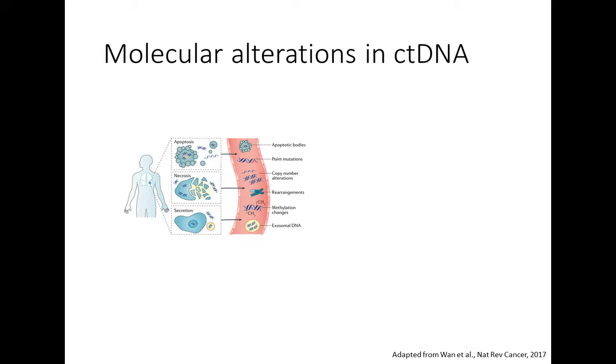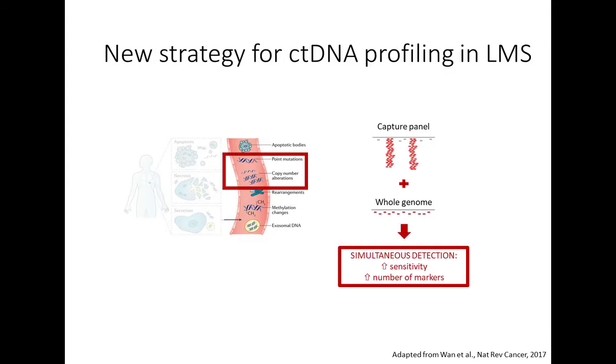It's released by cells dying through apoptosis or necrosis, or it can be also actively secreted in exosomes. It has been shown that DNA in circulation may harbor the same molecular alterations as DNA in the tumor. These alterations include point mutations, copy number alterations, chromosomal rearrangements, and DNA methylation.